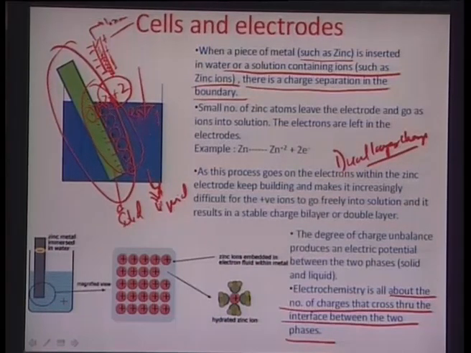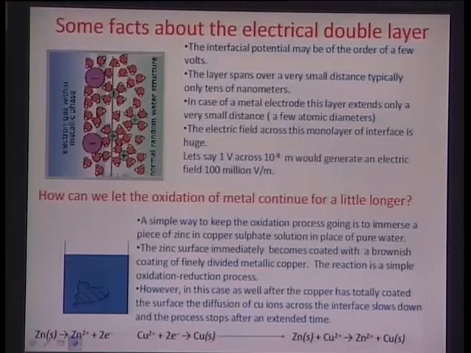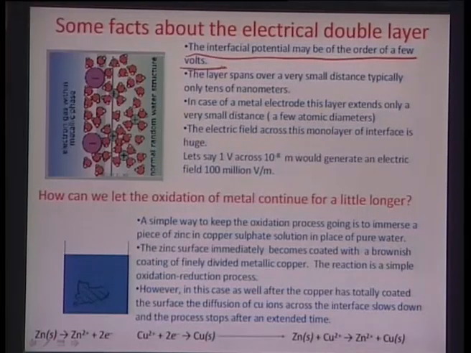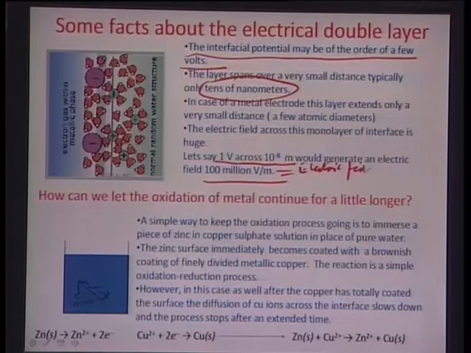Okay. So, once this concept is clear, let us look into a little more detail of what may happen to the electrical double layer. So, essentially the interfacial potential in such a double layer may be of the order of a few volts, okay, which essentially makes the electric field very high, because if you consider the spatial separation of the positive and negative charges, it is not more than about tens of nanometers, okay. So, therefore, 1 volt across about 10 to the power minus 8 meters would make about 100 million volts per meter. That is how high the electric field is really going to be in such a double layer.